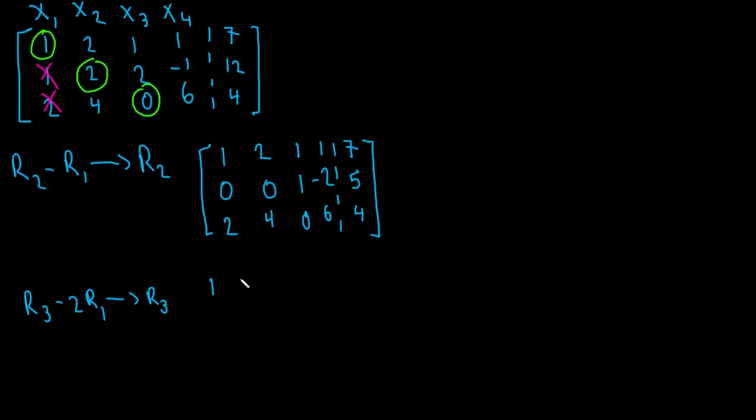So the first two rows will stay the same because we're only affecting the third row in our final matrix. The third row will become the difference between row 3 and 2 times row 1. So 2 minus 2 times 1 is 0, because 2 minus 2 is 0. 4 minus 4 is 0. 0 minus 2 is minus 2. 6 minus 2 is 4. And 4 minus 14 is minus 10.